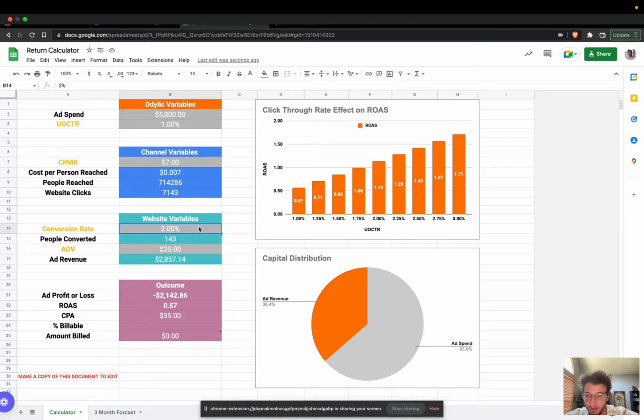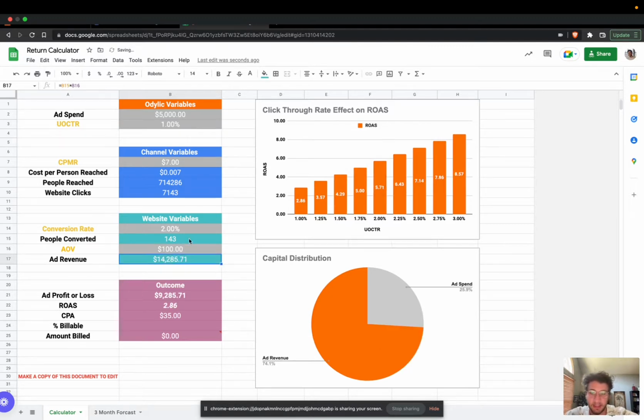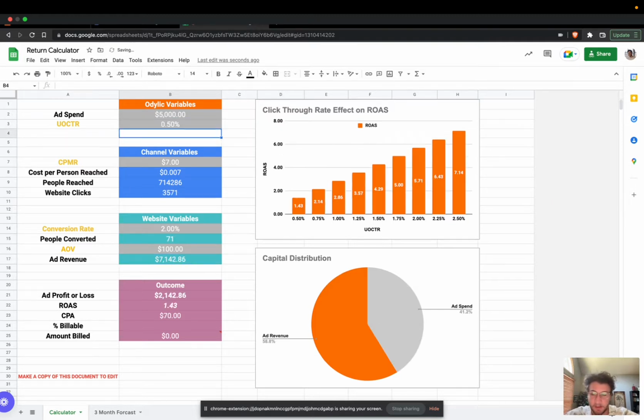So now you can see where your bottleneck is. Oh, these numbers look pretty good up here, but your AOV is just way too low. All right. And you can see the same thing for click through. So maybe it is your ads. Maybe you have a 2% conversion and $100 AOV, but only 0.5% of people are clicking through your ads. Might be a little bit of profit, right? 1.43, but nothing crazy. You only have $2,000 in profit, right?